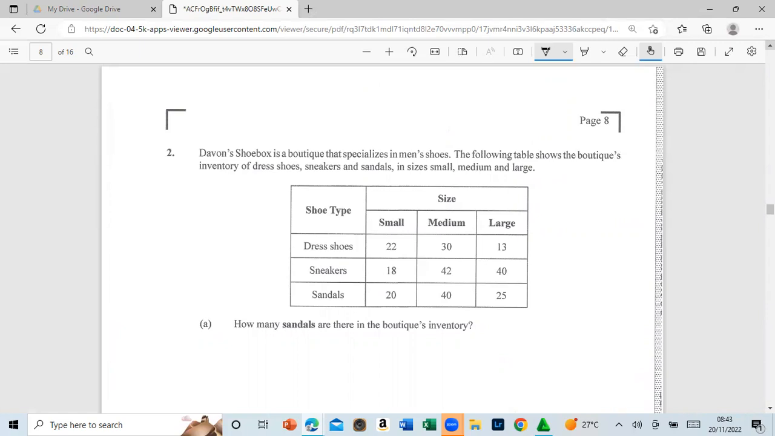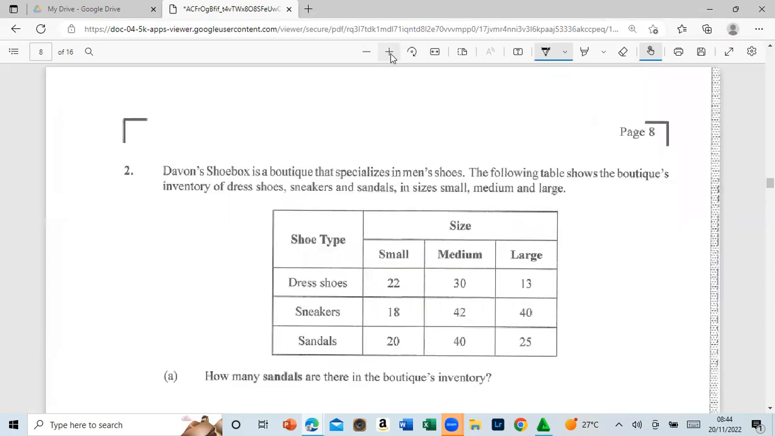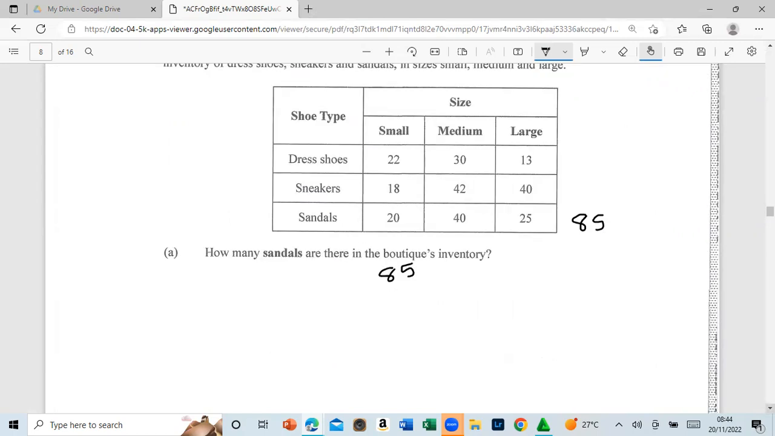So it says how many sandals are in the boutique's inventory. All right, so this is pretty straightforward. In order to find the sandals, it's gonna be in a row. So we have the small, the medium, and the large. So all we have to do is just add that. All right. So 20 plus 40, that's 60. Plus that, so that gives us 85. So the answer for that would be 85. That is 3 marks.